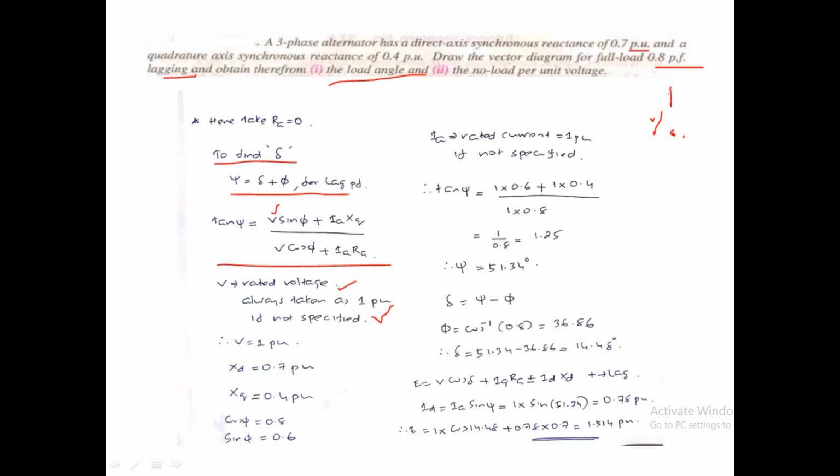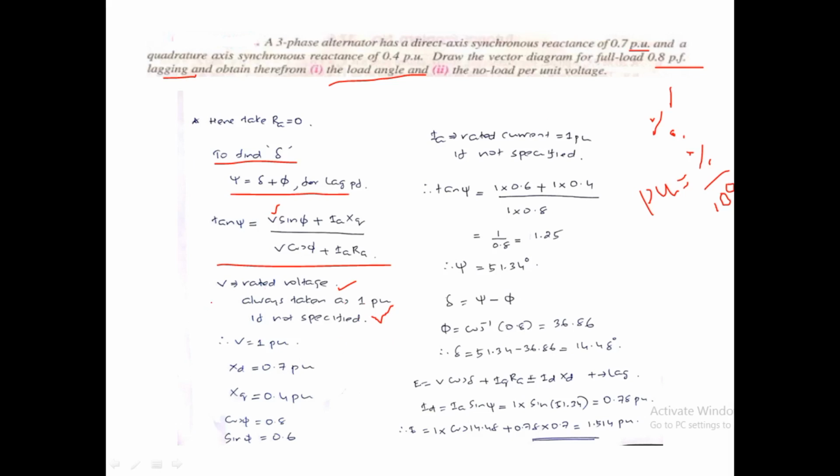Then you change it to per unit value always. You do the calculation with the per unit value. To get the per unit value from the percentage value, you just divide by 100. That means percentage value divided by 100 will give the per unit value. So here it is given in per unit, so you take it as such.